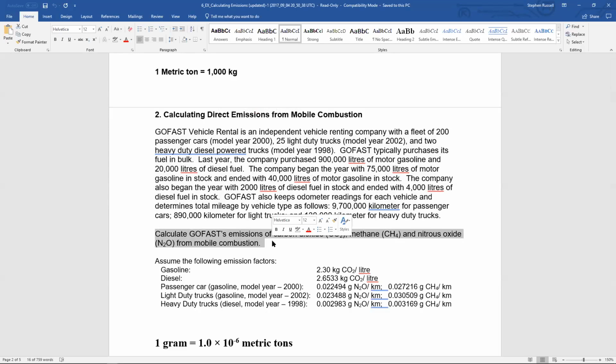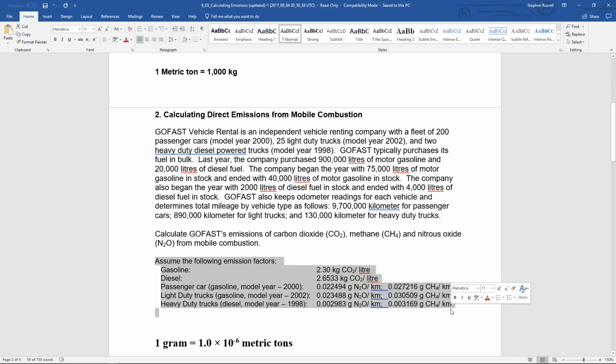So this is a more complicated exercise as we're now dealing with GHGs other than carbon dioxide and must now take into account the global warming potential values. Here are the emission factors to use for these calculations, and you'll note perhaps that the CO2 emission factors are expressed on a per litre basis, while the methane and nitrous oxide emission factors are expressed on a per kilometre travelled basis.